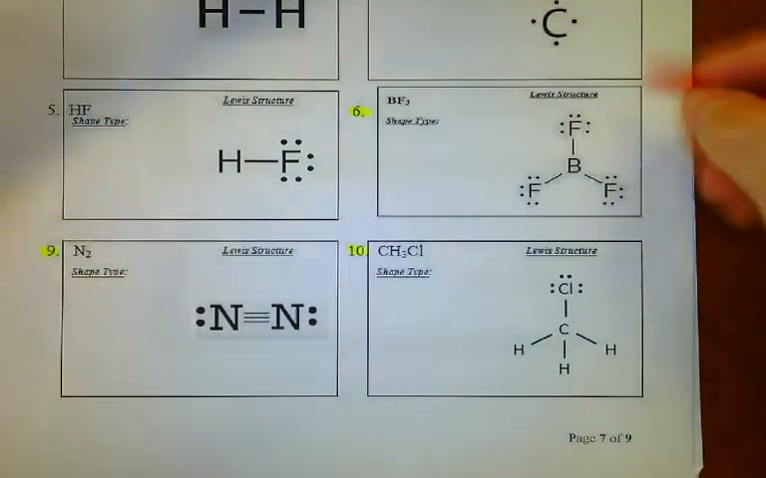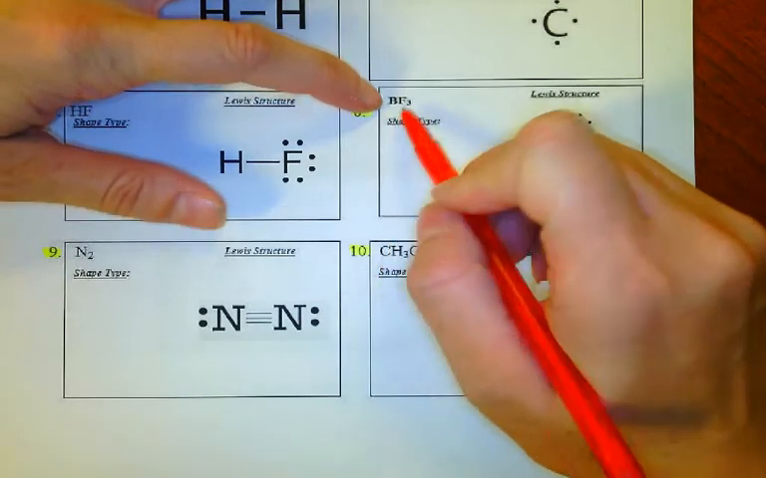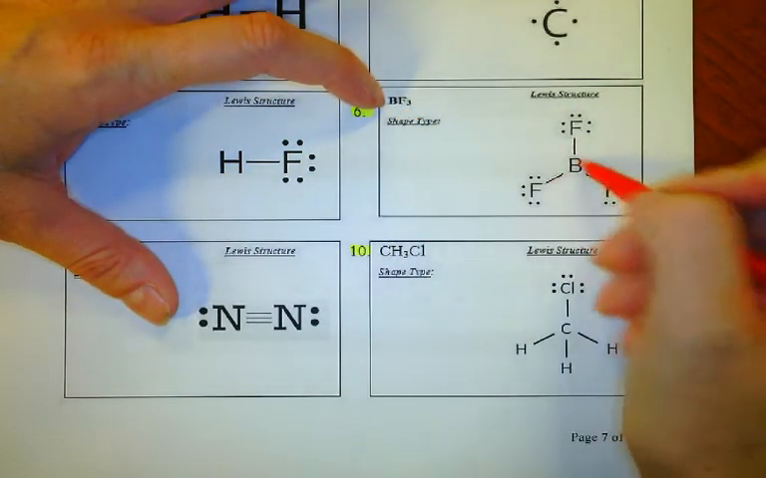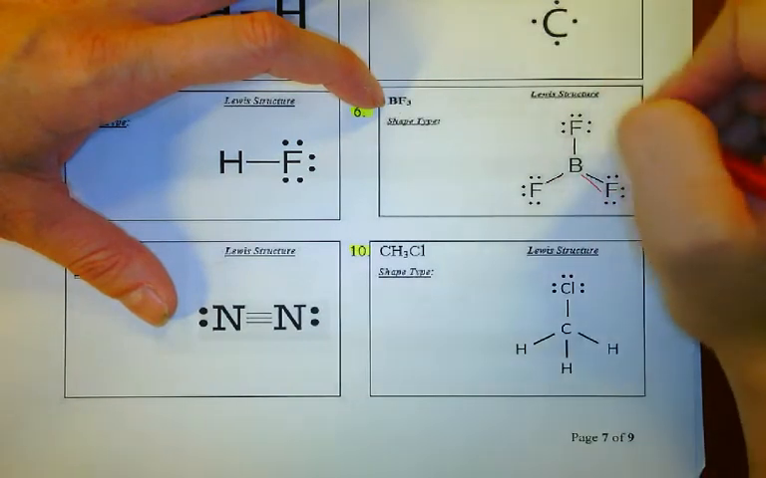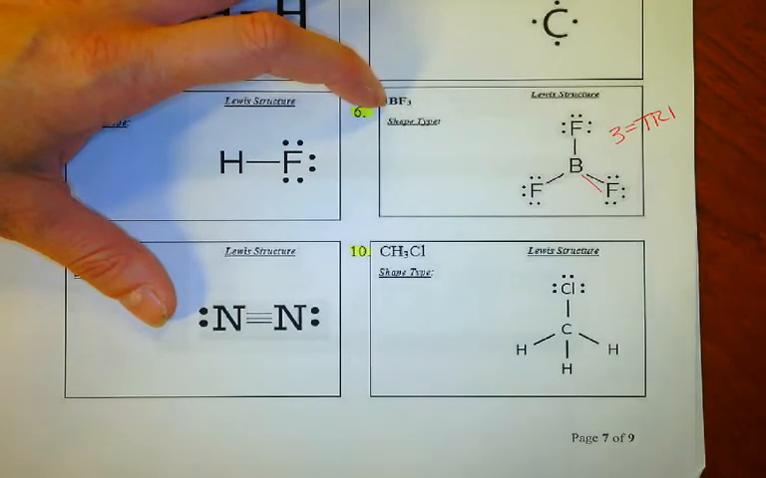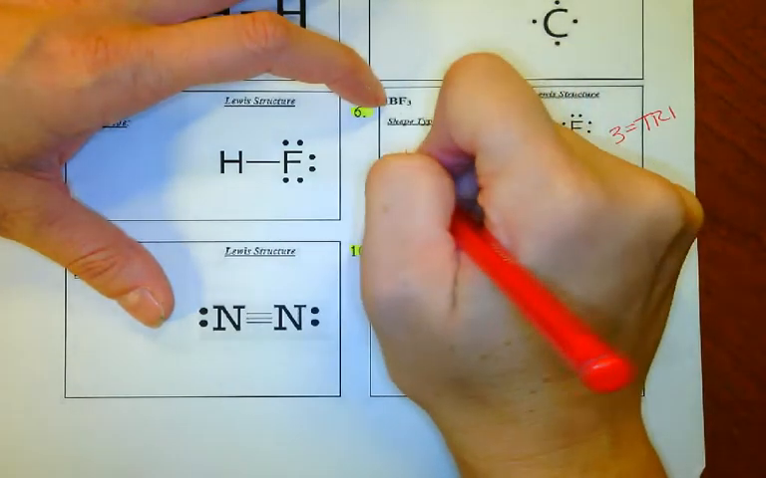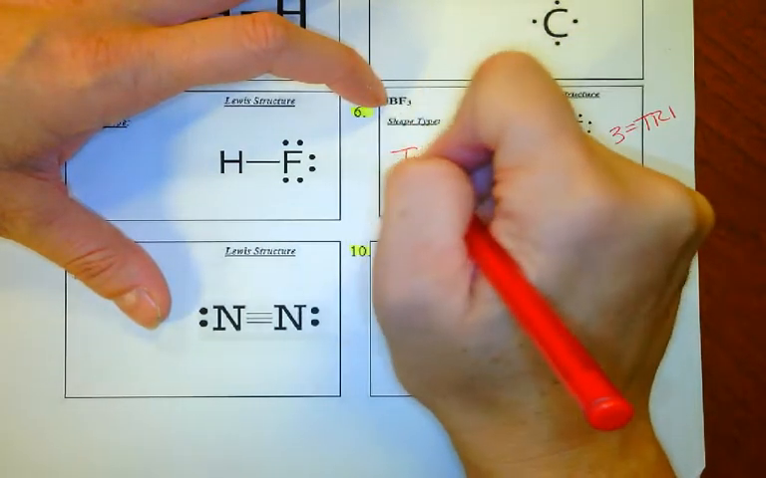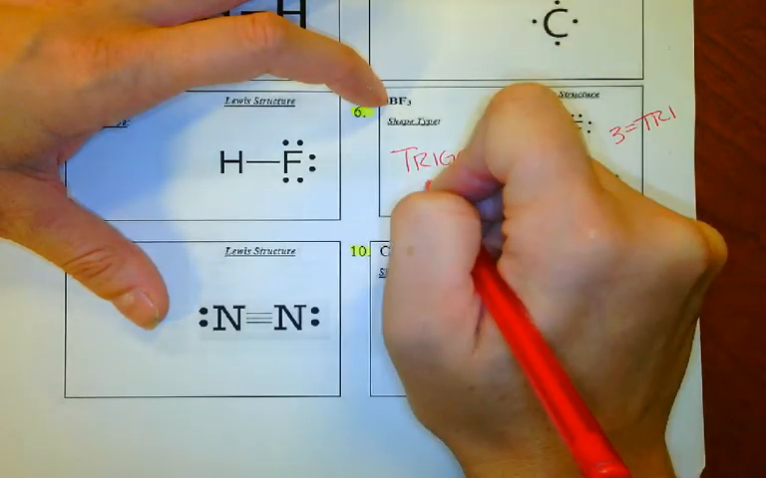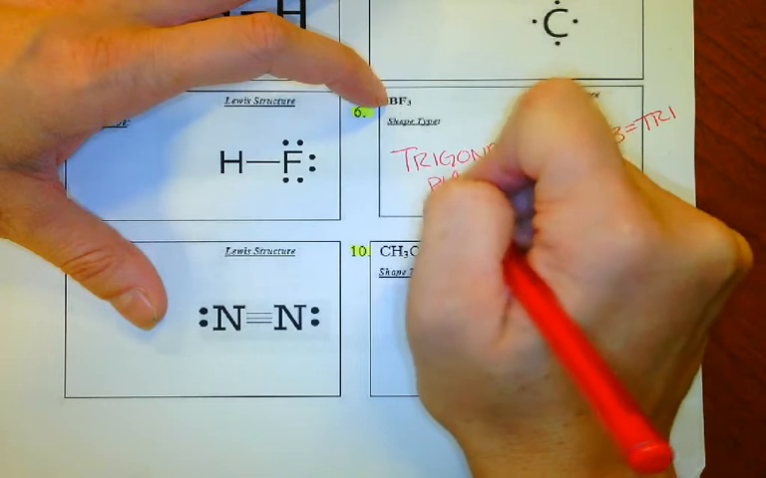So I'm looking at this. This is BF3, boron trifluoride. Okay. I see 1, 2, 3 bonds, and the prefix for 3 is tri. So this is going to be my shape that starts with tri, trigonal. A trigonal planar molecule.